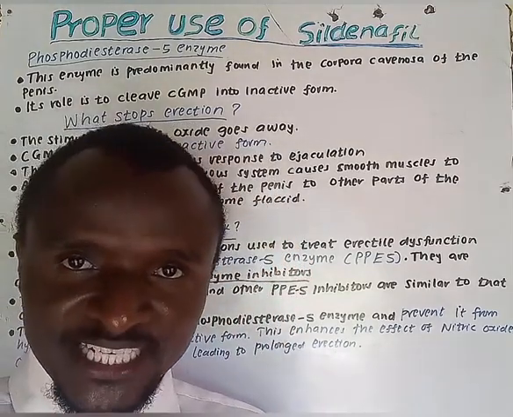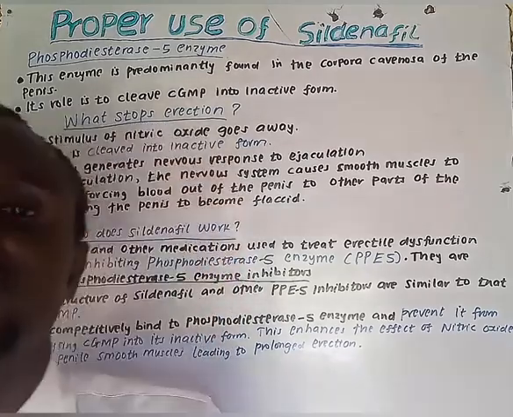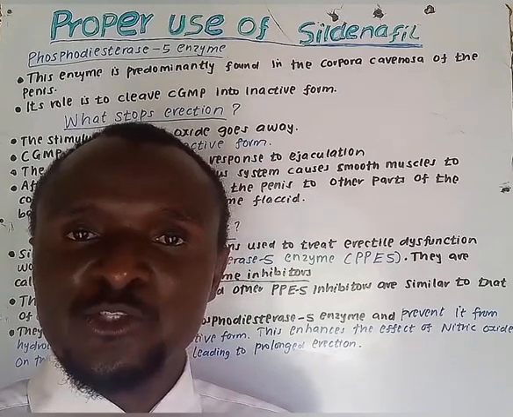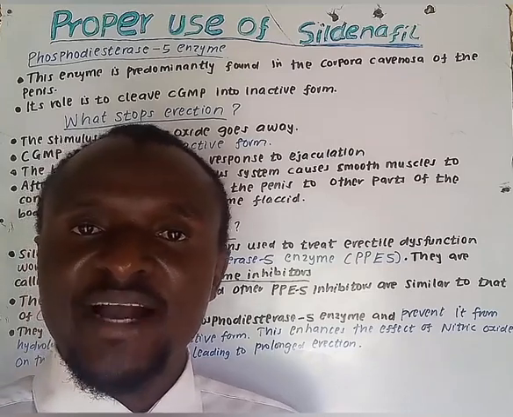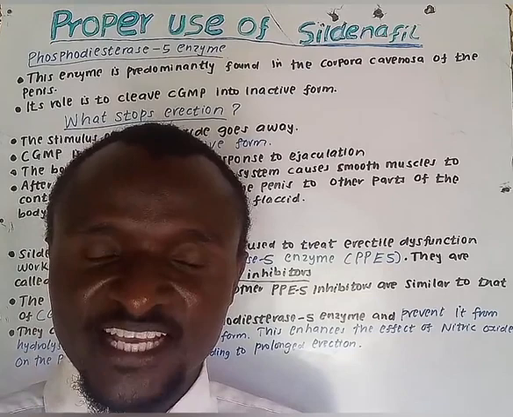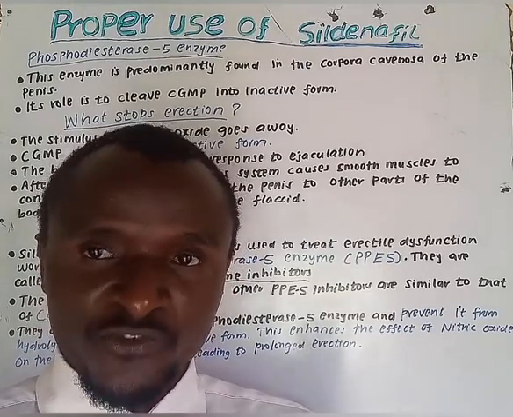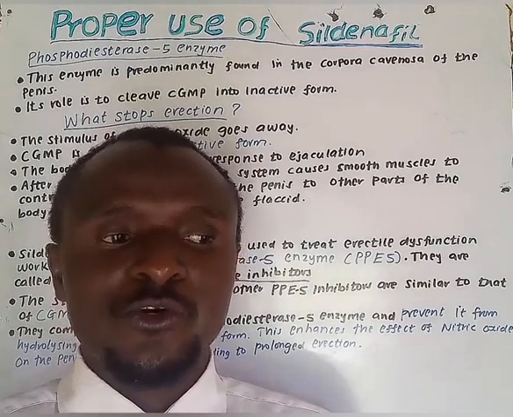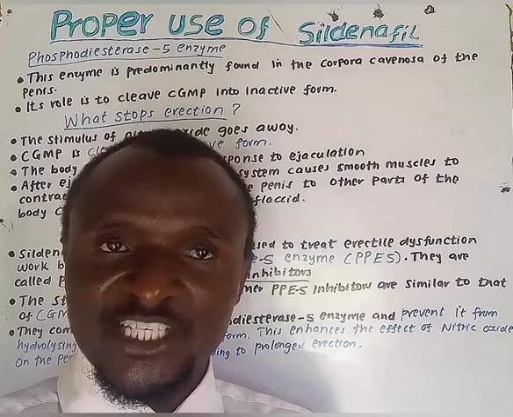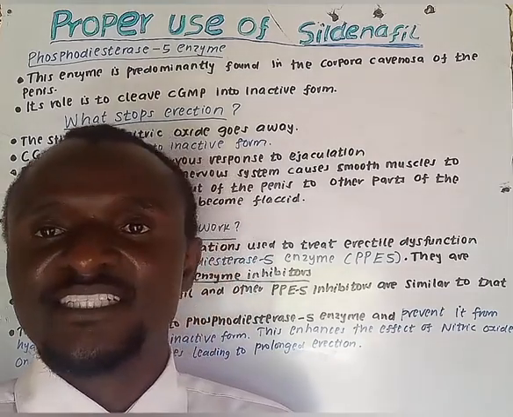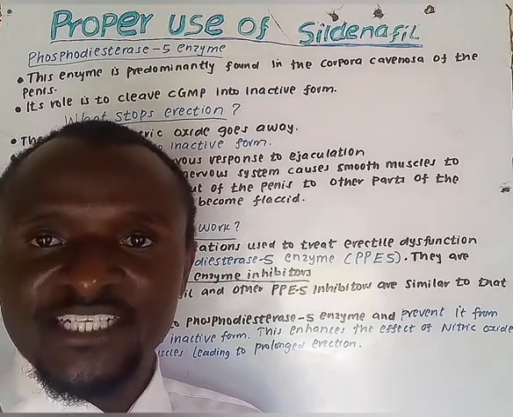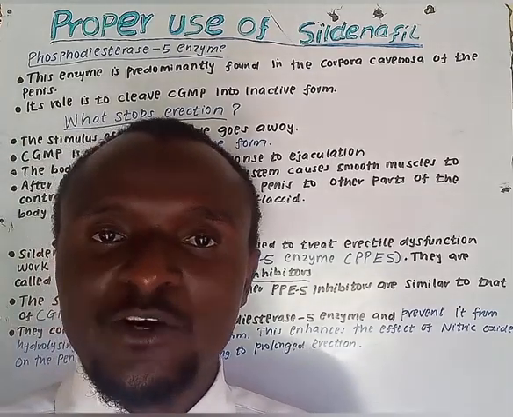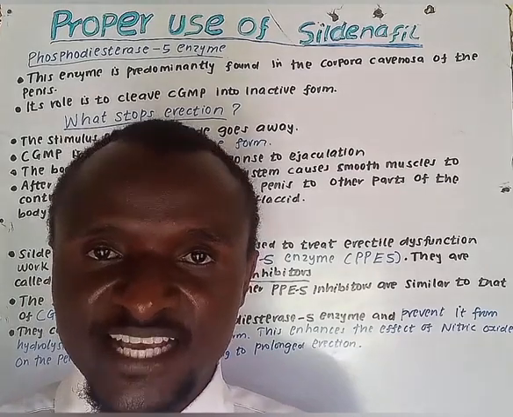We want to look at how sildenafil works to treat erectile dysfunction. Sildenafil, together with other medications that are used to treat erectile dysfunction, work by inhibiting the phosphodiesterase 5 enzyme. We have just said that the role of phosphodiesterase enzyme is to cleave cyclic GMP into its inactive form. So sildenafil and other medications, such as tadalafil, work by inhibiting the phosphodiesterase 5 enzyme. That's why they are called phosphodiesterase 5 enzyme inhibitors.